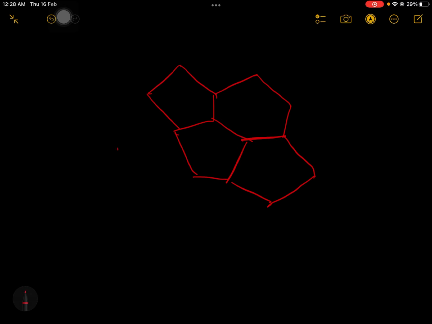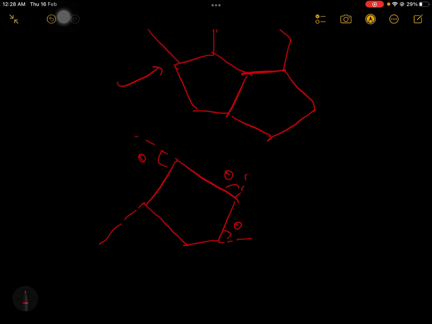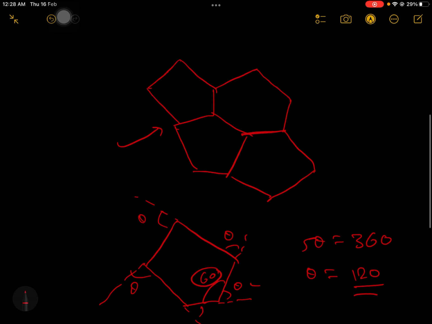Now, in the case of a pentagon, if you check the angle, then you will understand this. In the case of a regular pentagon, you have 5 sides. So theta here, theta here, theta here, theta here, theta here. So 5 theta is equal to 360, so theta is equal to 120, correct? So the inside will become 60. The outside angle is 120. This angle is 120, the inside angle is 60. So according to that you check.